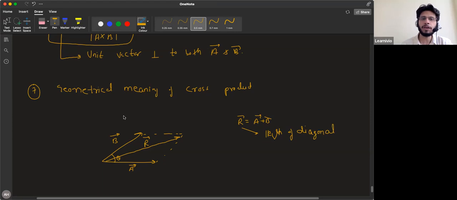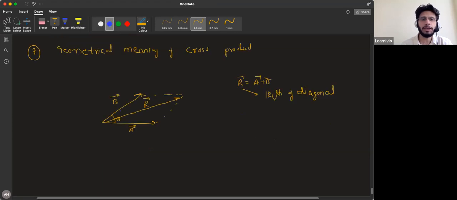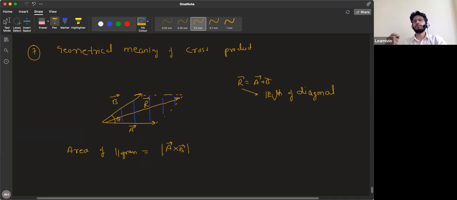But instead of the length of the diagonal, if you want the area of this parallelogram, then the area of the parallelogram is A cross B. And since area is a scalar quantity, just take its mod. So this is the geometrical meaning of cross product.